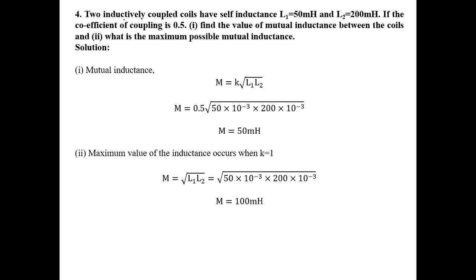Next problem. Two inductively coupled coils have self-inductance L1, L2. If the coefficient of coupling is 0.5, find the value of mutual inductance between the coils, and what is the maximum possible mutual inductance. We know that mutual inductance M is equal to K into root L1 into L2. In the problem they gave the K value, L1 value, L2 value. Just substitute the values. We got the answer 50 millihenry. Then for the maximum value, we know the coefficient of coupling K is equal to 1. Just substitute K equal to 1. We got the answer M is equal to 100 millihenry.